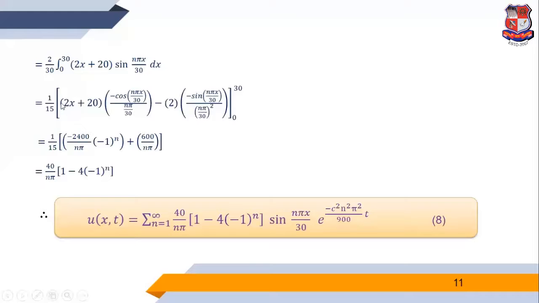So we get 30 into something. So we get minus 2400 upon nπ, cos nπ is minus 1 to the power n, sin nπ is 0, minus x is replaced with 0. So 20 and minus minus plus 2600 upon nπ, cos 0 is 1. So we get 40 upon nπ (1 minus 4 into (minus 1)^n). So b_n is this.